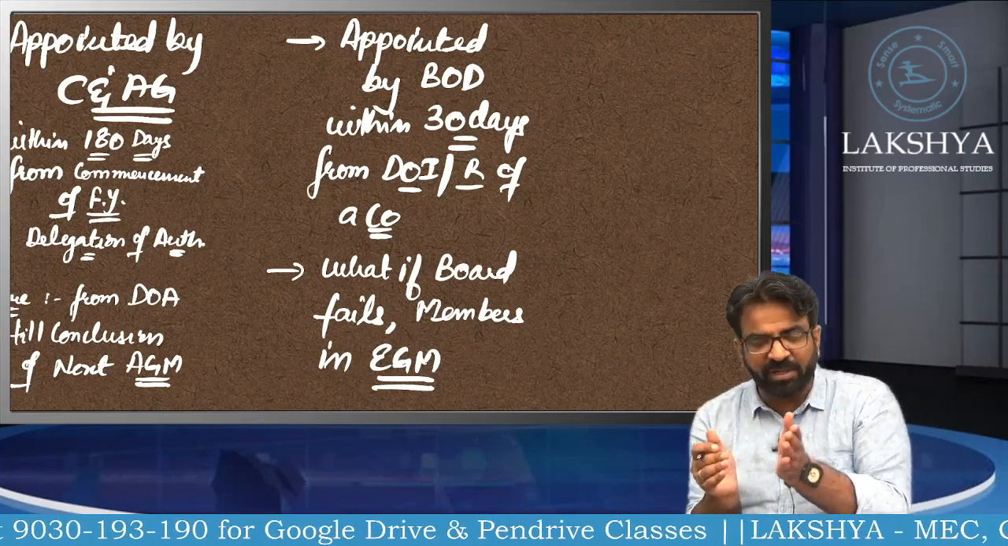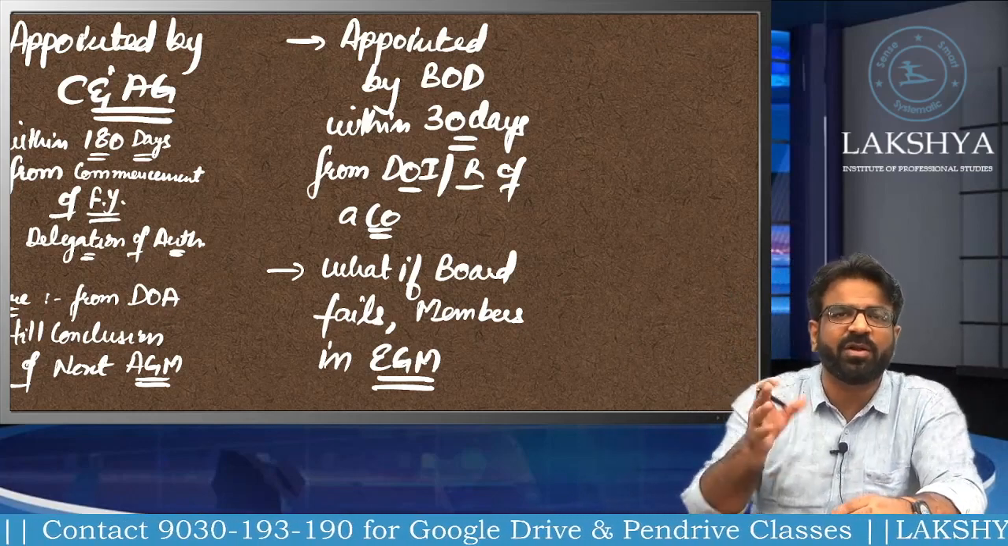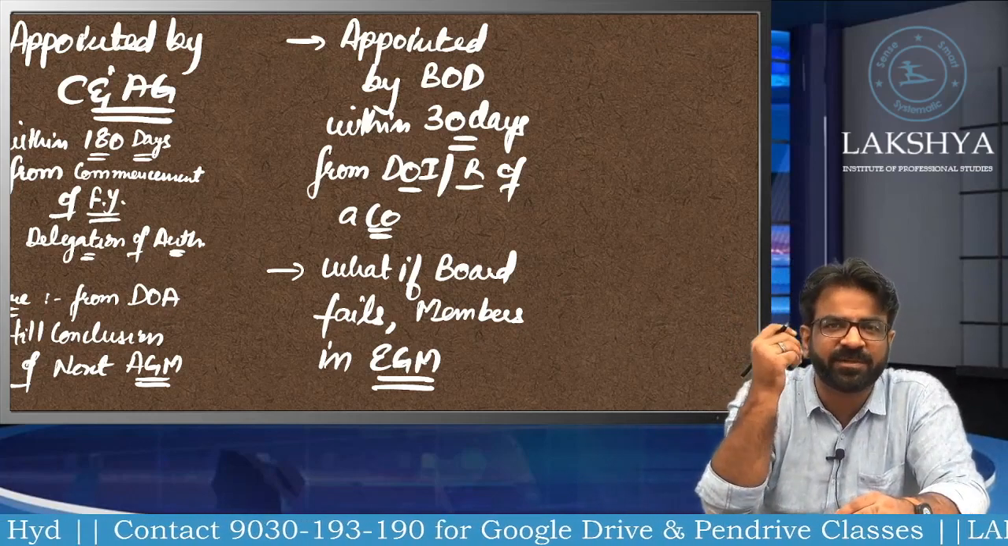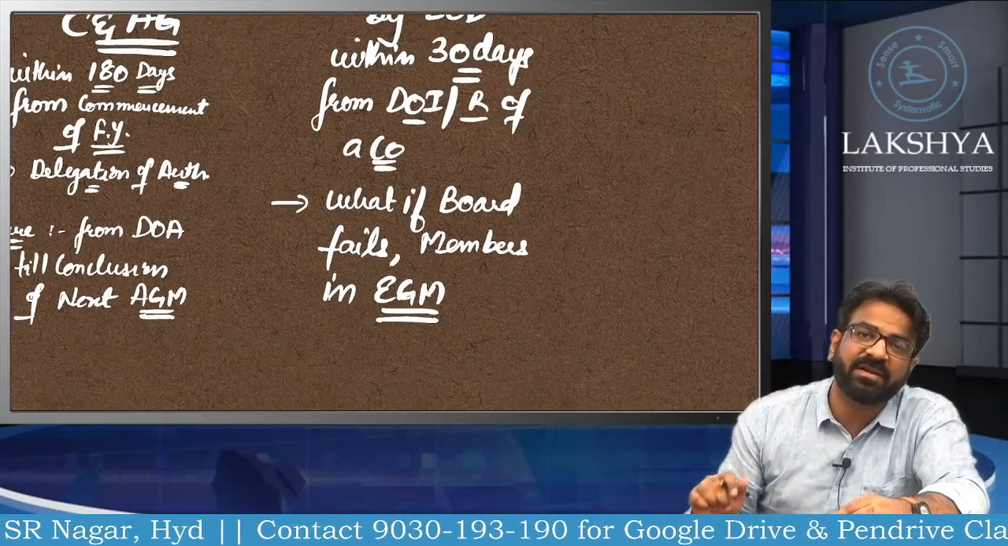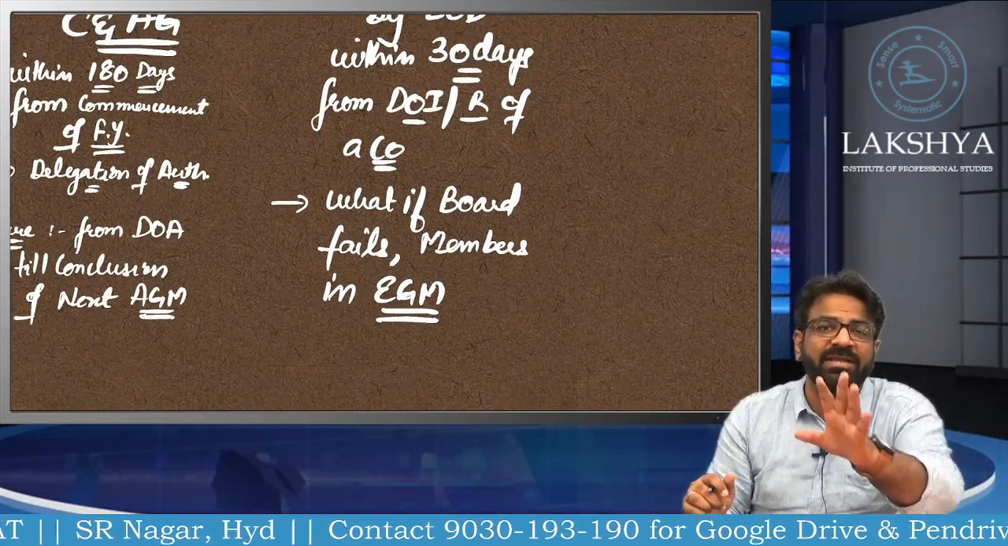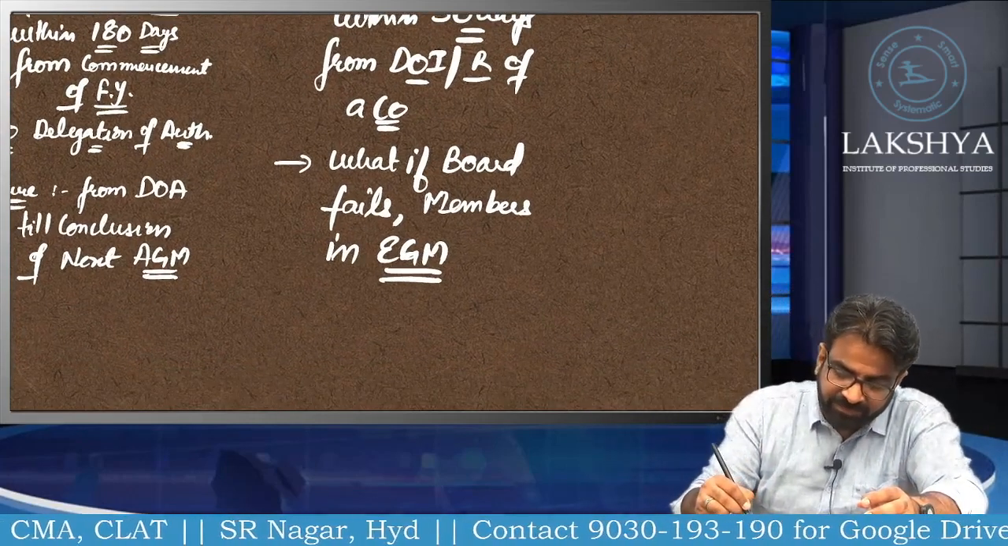So 30 days from the incorporation are over. The Board of Directors failed to appoint the first auditor. Sir, kaun lega responsibility? Who will take the responsibility? Members. Members will conduct which meeting? EGM. 14 days ka notice deke members will conduct the EGM, and in the EGM they shall appoint.